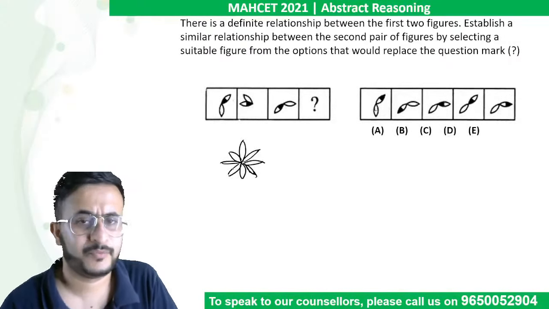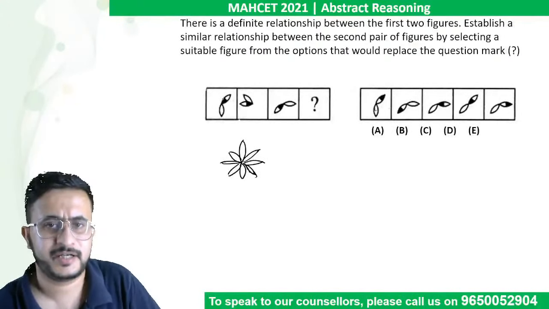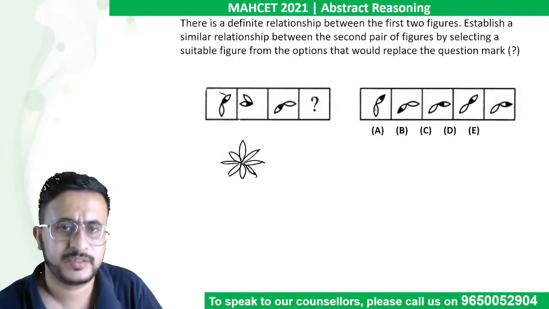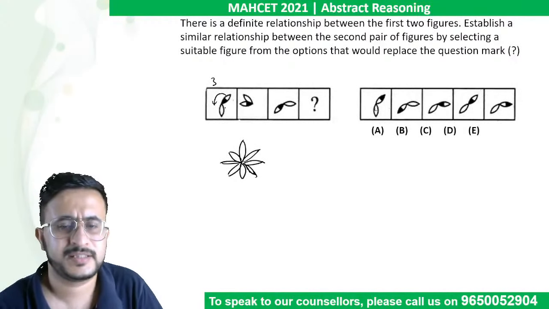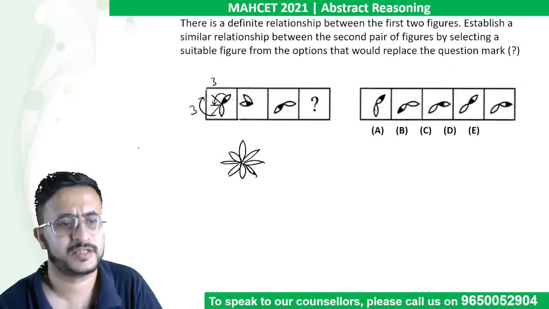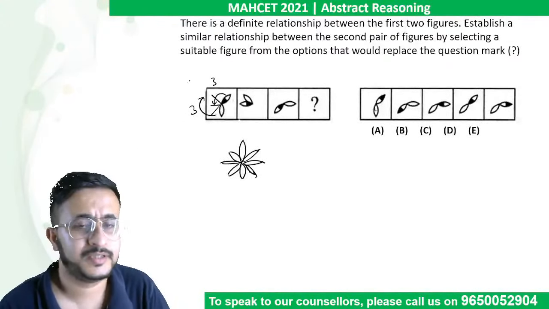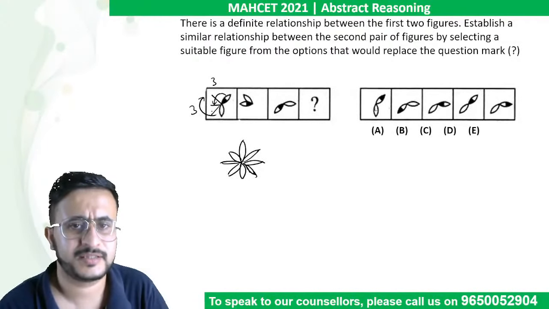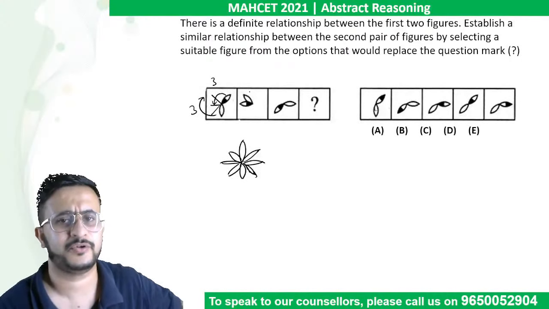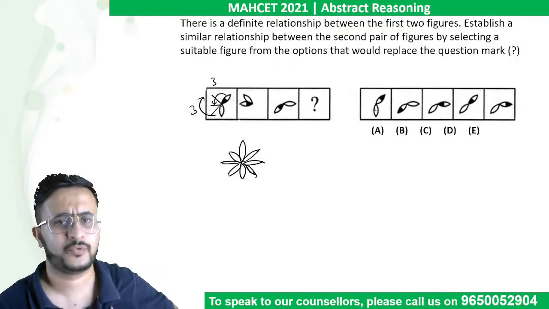Okay. Now what is happening to this petal, the shaded one? It is going 1 2 3, 3 steps in this direction. Okay, and this unshaded one, it is going 1 2 3, so it is going 3 steps in this direction, right? So the shaded one will go 3 steps in the anti-clockwise direction, and the plain one will go three places in the clockwise direction, right?